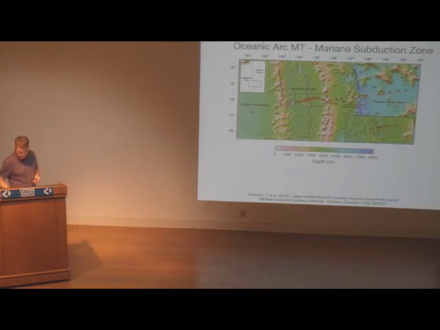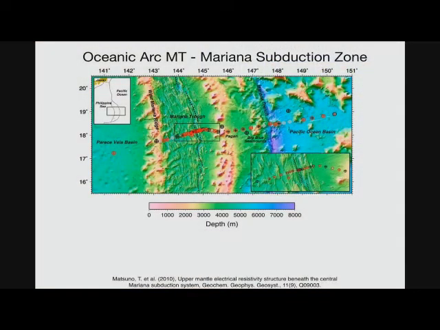Let's go on here just to show you a few more. Time to finish up. Yeah, I'll show you this last example then. This is an example of oceanic arc MT. This is done using low frequency MT sensors. So for the stuff that I showed you off Nicaragua, we could collect data to about 10 or 20 seconds period. These are long period sensors which can only collect data to about 1,000 seconds period.